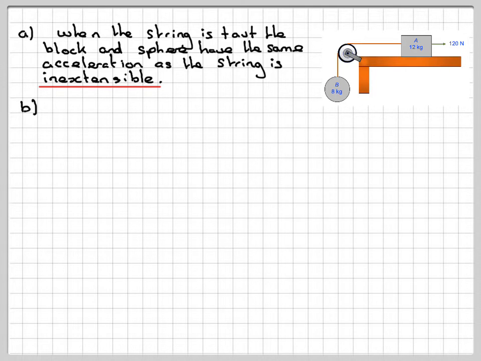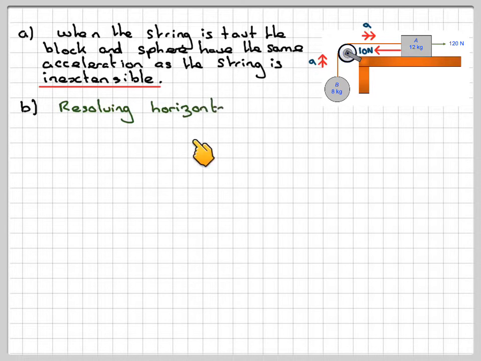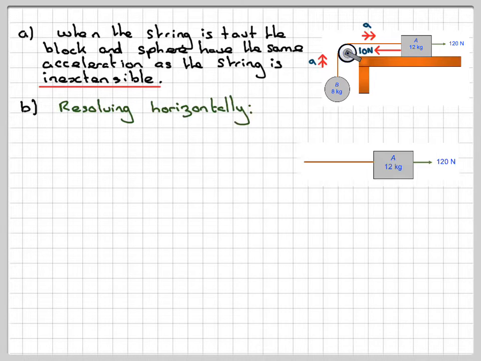So if we label the diagram a little bit more, the important thing is that the frictional force opposes the motion, and as I just said, the motion is in this sort of direction. Therefore there's a 10 newton frictional force, because the table is rough, acting in the opposite direction to the motion of the system. We have acceleration in that direction and acceleration going in that direction. So resolving horizontally, we'll just draw this diagram a little bit bigger here.